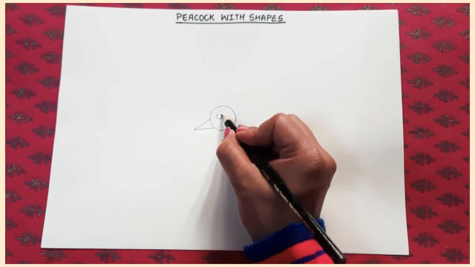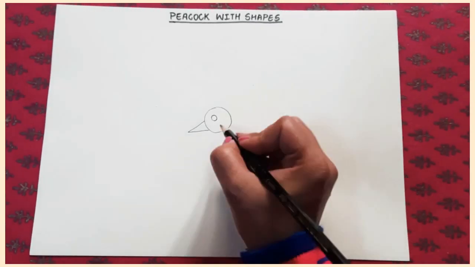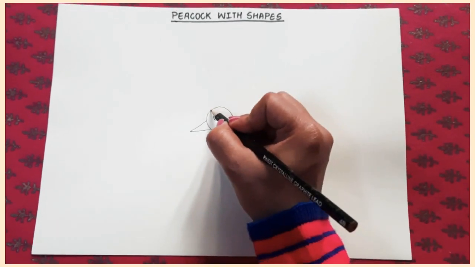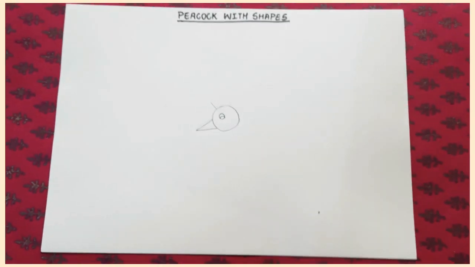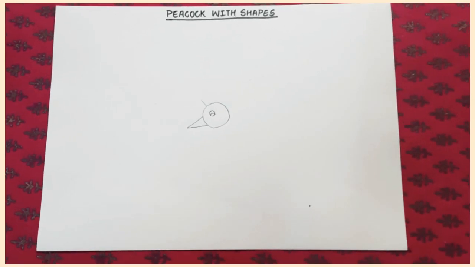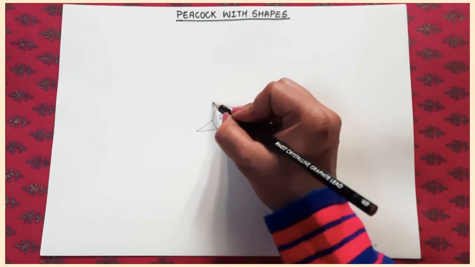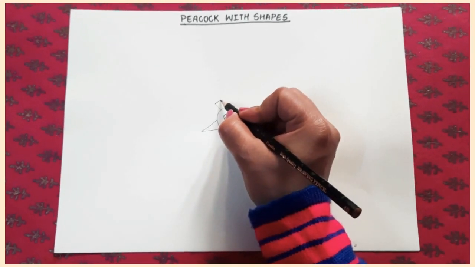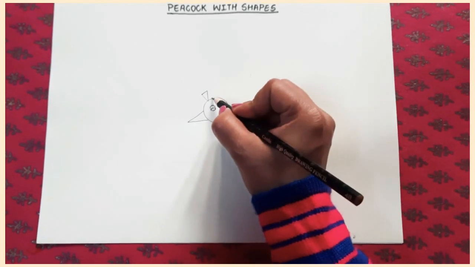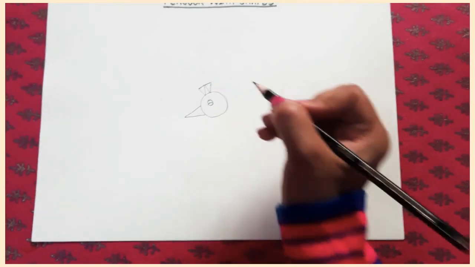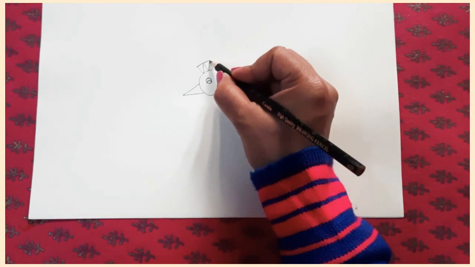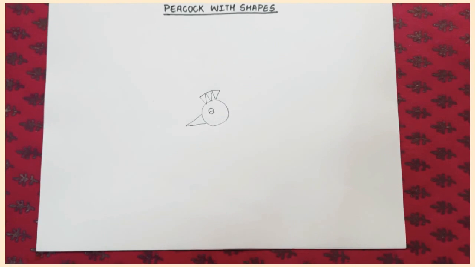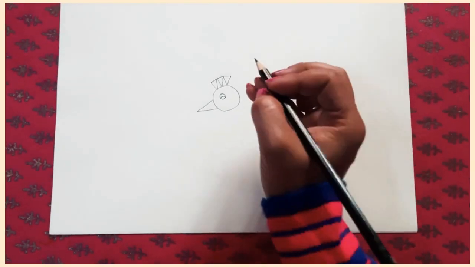Eyes. For eyes, let's take a circle, a small circle, and a semicircle inside it. Next, a peacock has a crest, or you can say it's like a crown on top of his head. So to make that crown, let's use triangle shapes. You can make one triangle, or like I'm making these inverted triangles, you can make 3 of them. I've made 3 like this. You can make just one big triangle also.